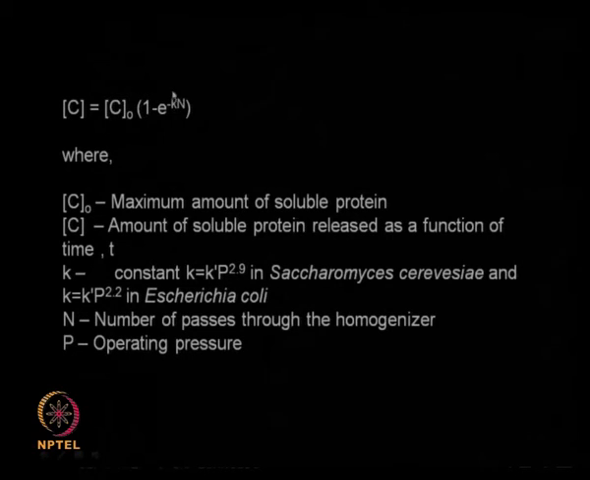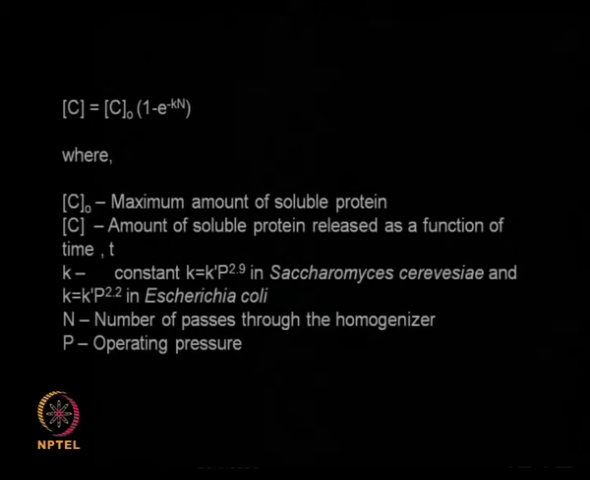Now this k depends upon the type of microorganism and also the operating pressure. So for example k equal to k dash P raised to the power 2.9 for Saccharomyces, or k equal to k dash P raised to the power 2.2 for E. coli. So the exponent varies depending upon the type of microorganism present here actually. So you see this release depends upon the number of passes, it depends upon the type of microorganisms, it depends upon the pressure you are applying.